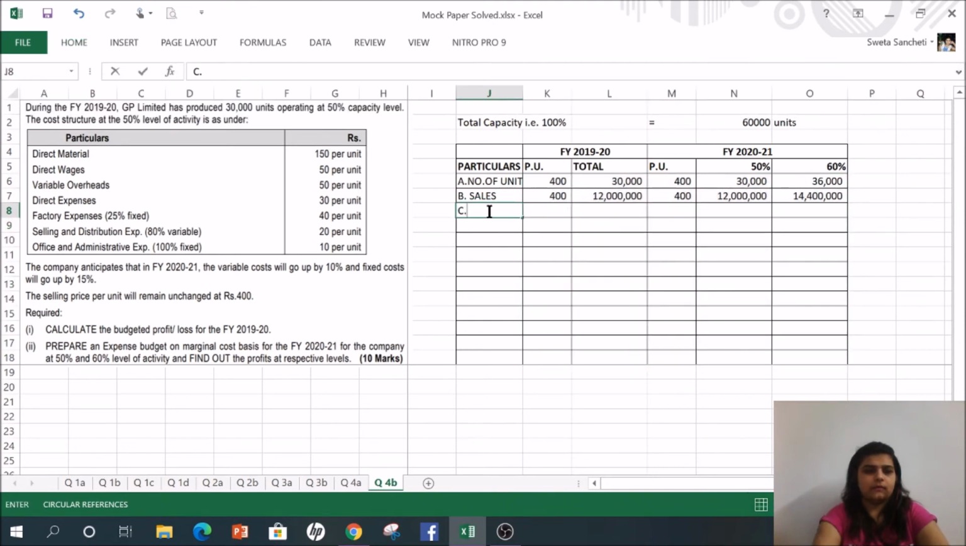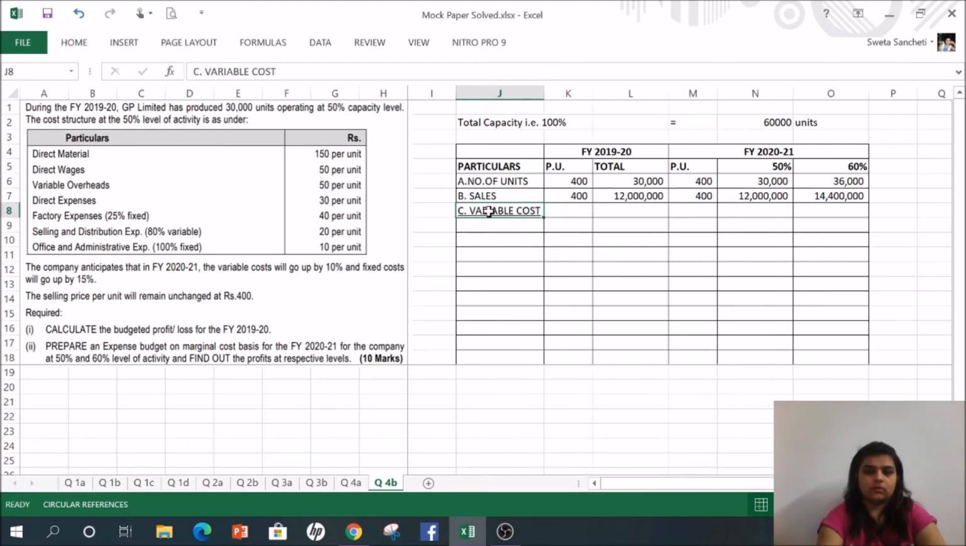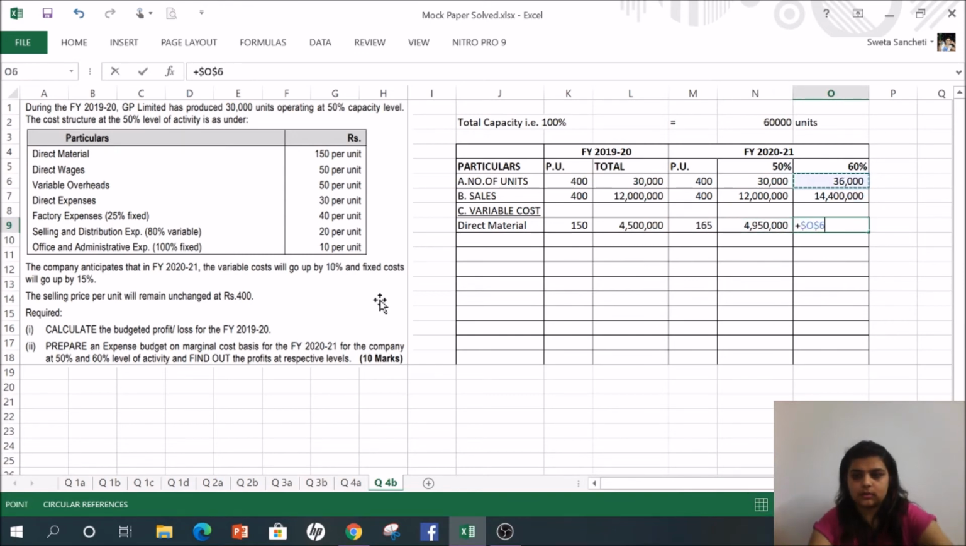Okay, now C, we are going to talk about variable cost. Direct material is again a variable cost. Direct material is 150, and they are saying that material will go up by 10%. So this would be 150 into 110%, which is 165. This would be number of units into 150, and here also number of units into 165, and here also number of units into 165. This is our direct material cost.